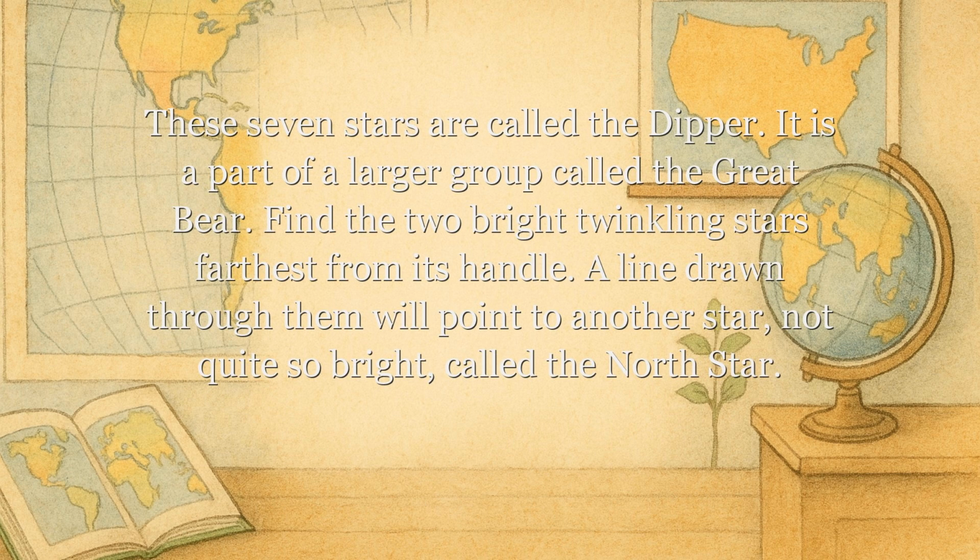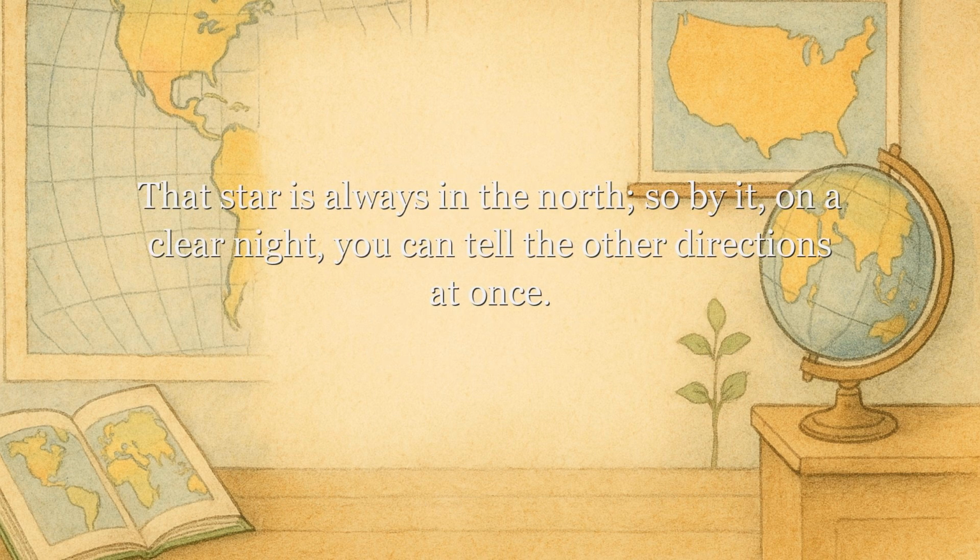These 7 stars are called the Dipper. It is a part of a larger group called the Great Bear. Find the 2 bright twinkling stars farthest from its handle. A line drawn through them will point to another star, not quite so bright, called the North Star. That star is always in the north, so by it, on a clear night, you can tell the other directions at once.